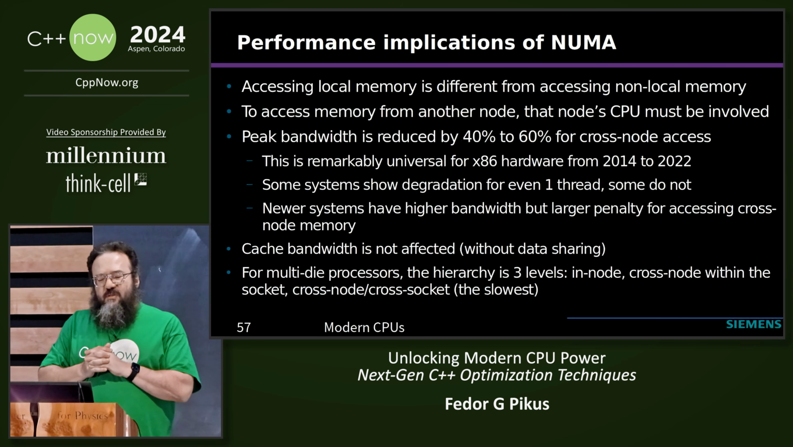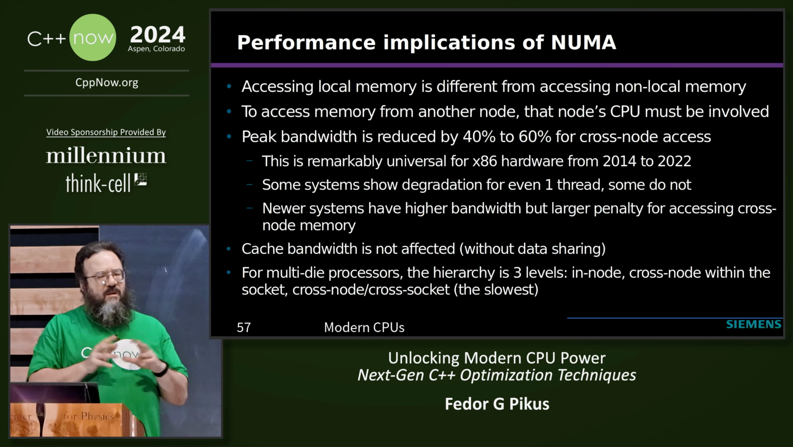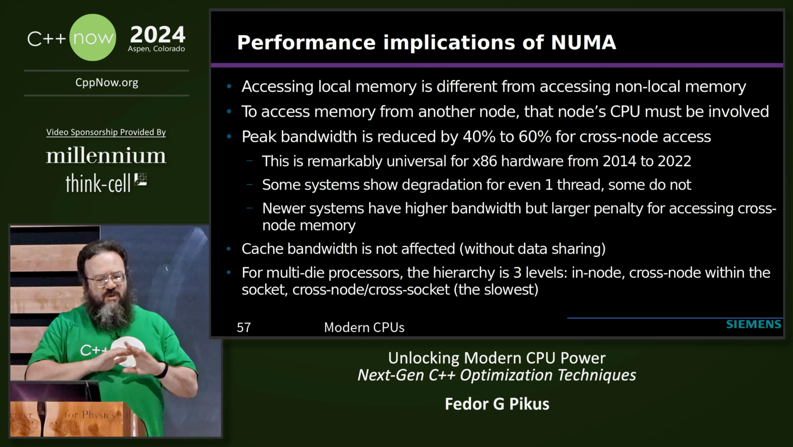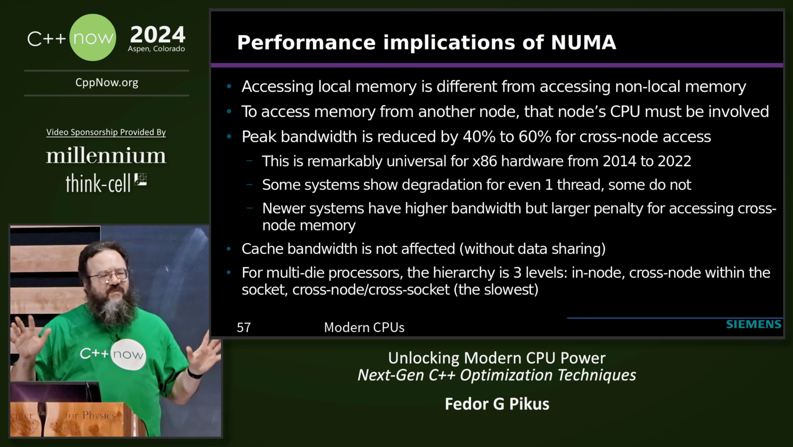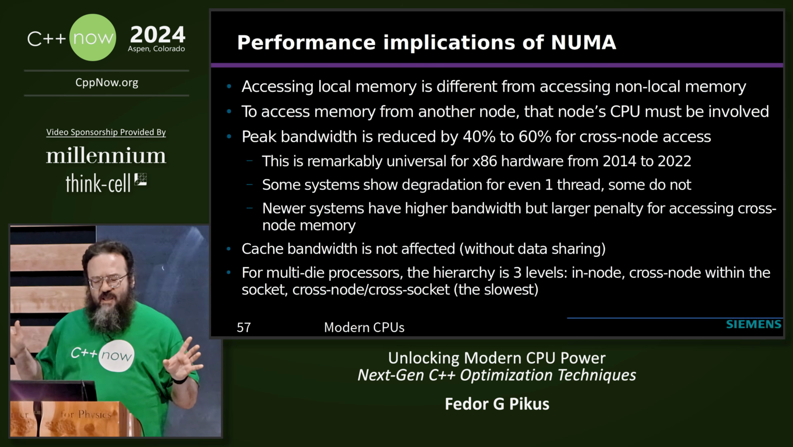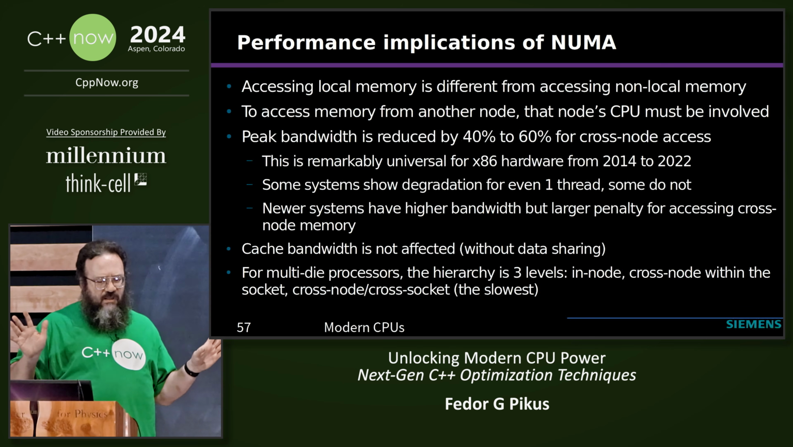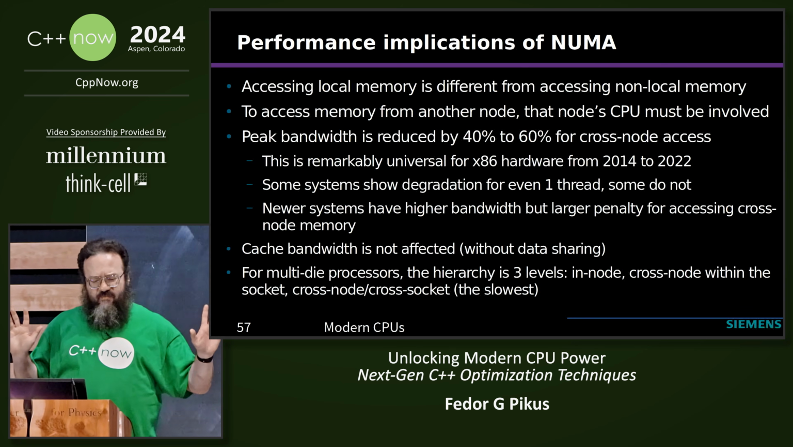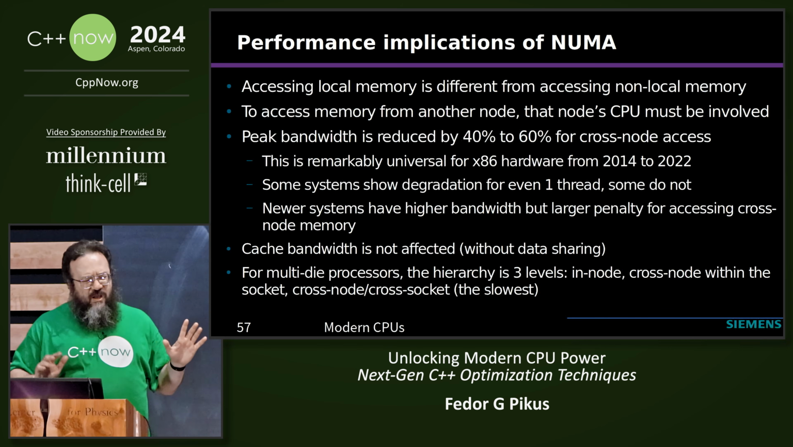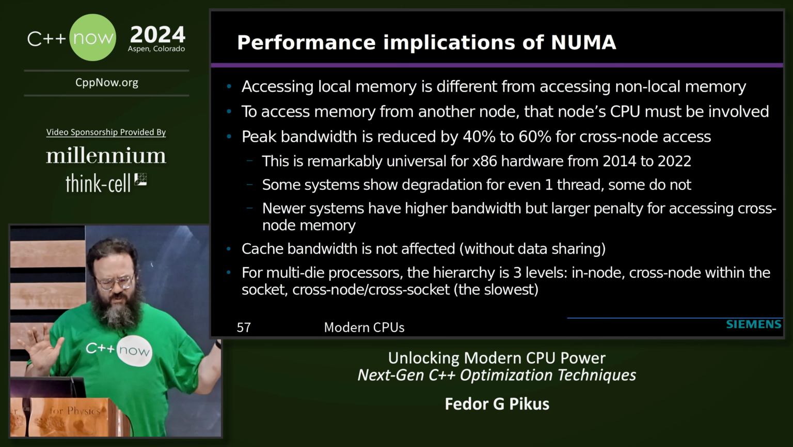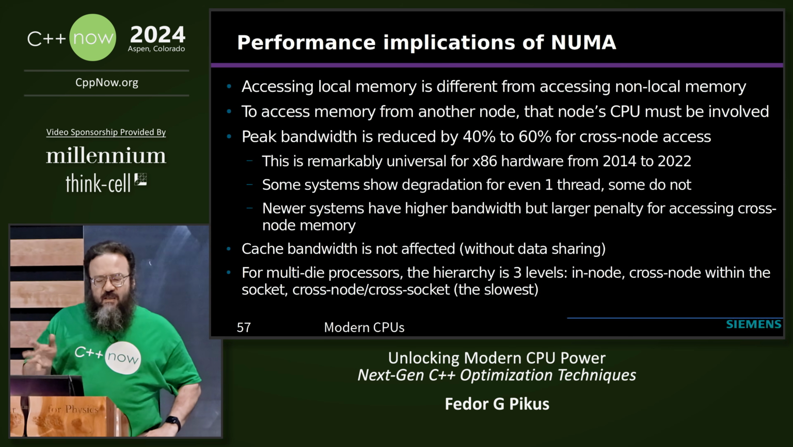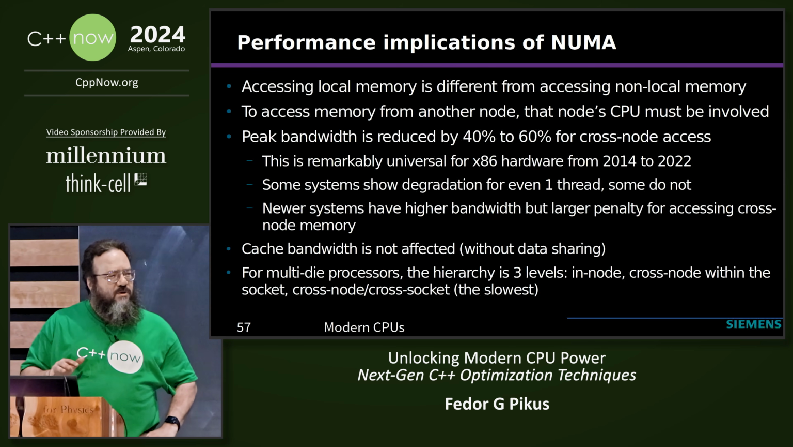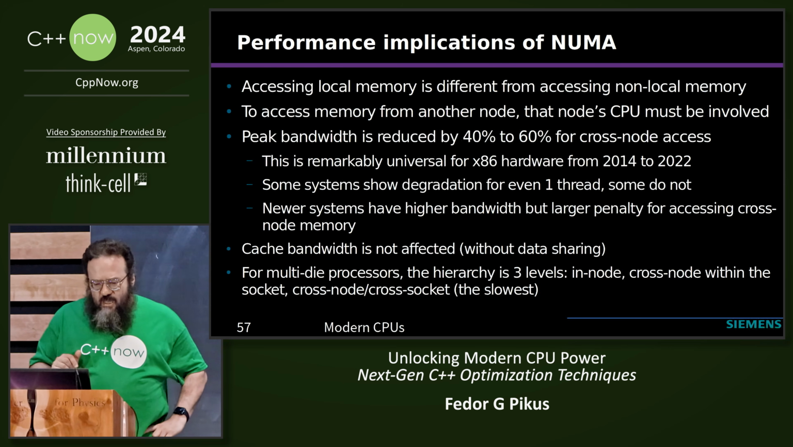You can measure the peak bandwidth. Again, bandwidth applies to streaming memory accesses, sequential access of large amounts of memory. It's 50% plus minus 10 slower. That number is remarkably stable, and I don't have that for ARM, so I haven't finished those measurements. ARM has very different memory architecture, so I don't know what that's going to be. On x86, it's remarkably stable in the last 10 years, 50-ish percent: you get half the bandwidth, more or less.